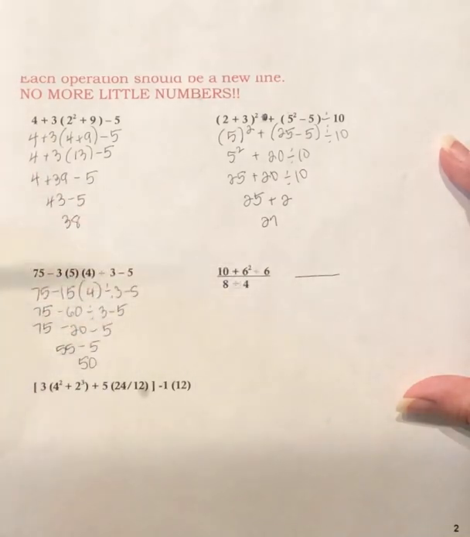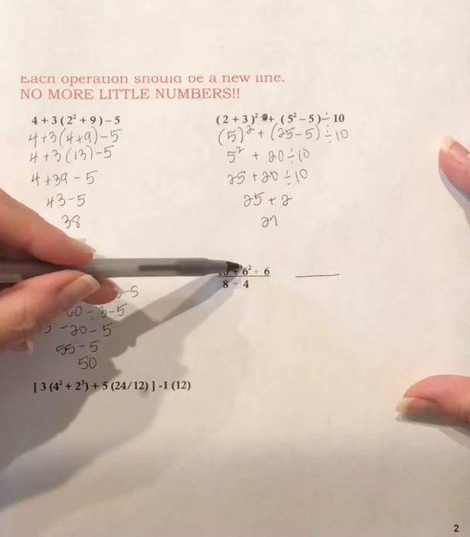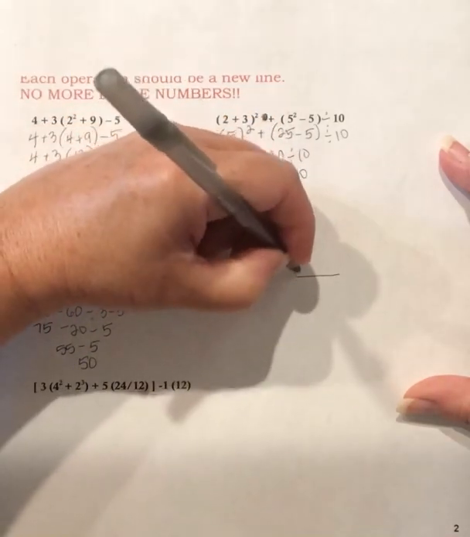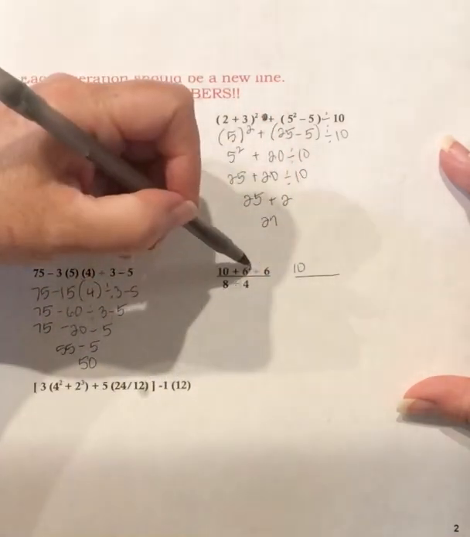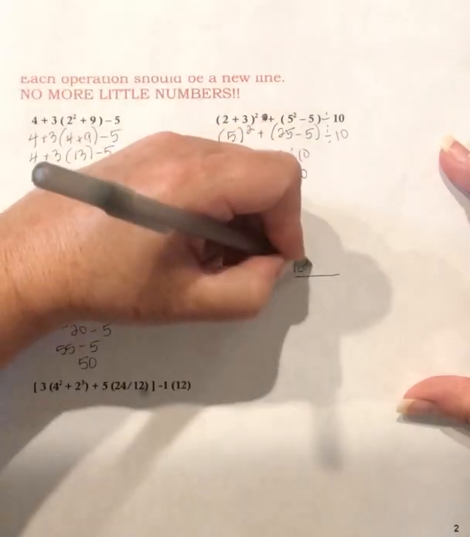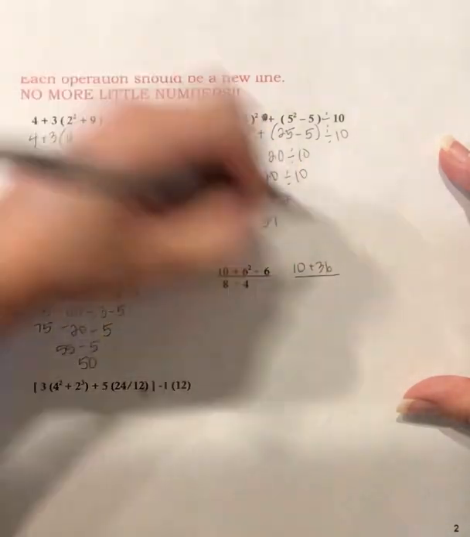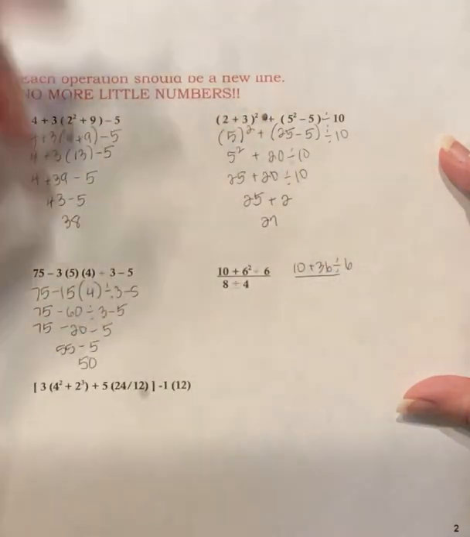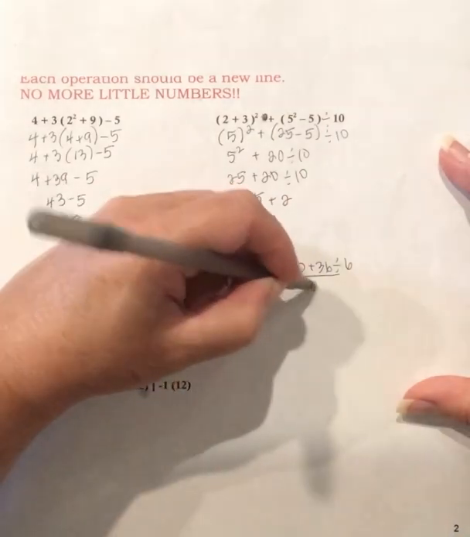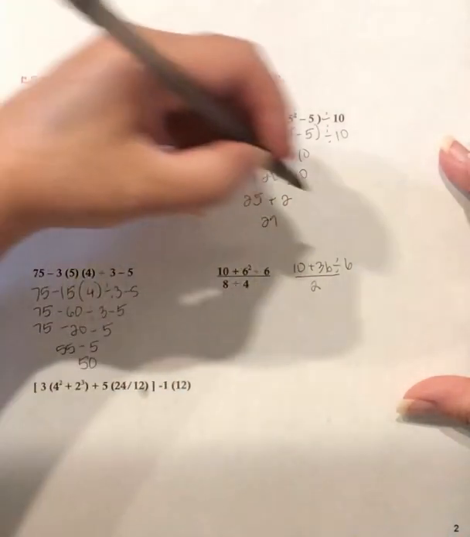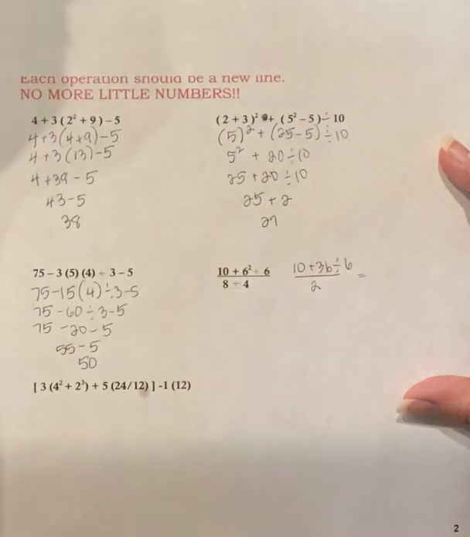So when I look at this numerator, I don't have any parentheses, but I do have an exponent. So I'm going to deal with that first. 6 squared is 36, divided by 6. 8 divided by 4, that's 2. So the denominator is simplified, but the numerator is not yet.